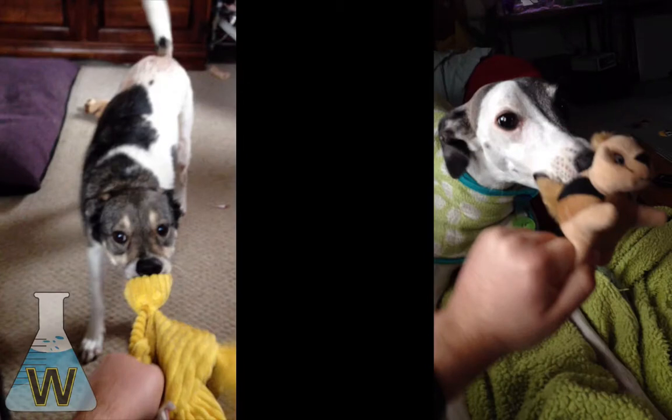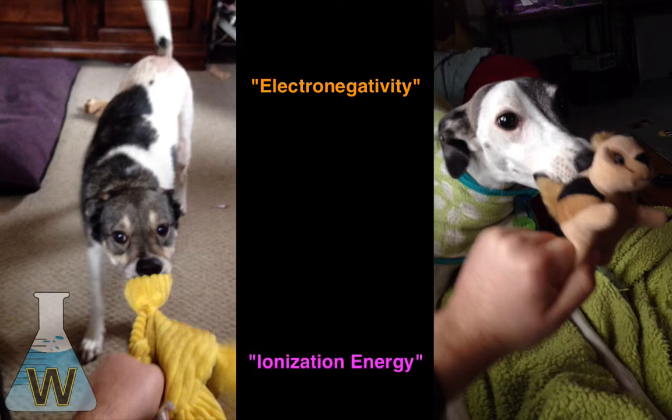So how does this deal with anything? Well, let's bring the two boys back side by side to compare. In both cases, the dogs were trying to hold on to their toy. So that's why we called them electronegativity, because that's how strong an atom holds onto its valence electrons. Also in both cases, we called me ionization energy, and that's because that was how much energy it took to pull the toy away from the dog. The same way ionization energy is how much energy it takes to pull an electron away from an atom.